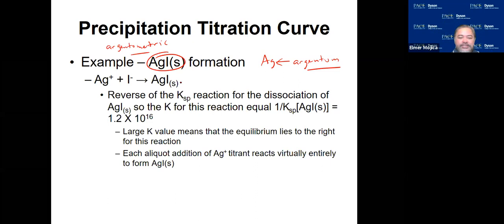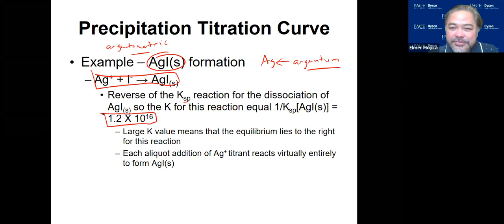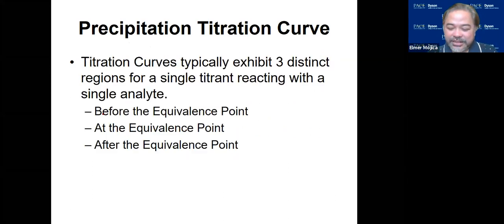If you look at this reaction, they said it is the reverse of the KSP. So if this is the reverse of the KSP, that means the KSP is the dissociation of silver iodide. So the K for this reaction is just the reciprocal of KSP. Okay. So the value of the K that we have here is this one. So what can we say about this value?